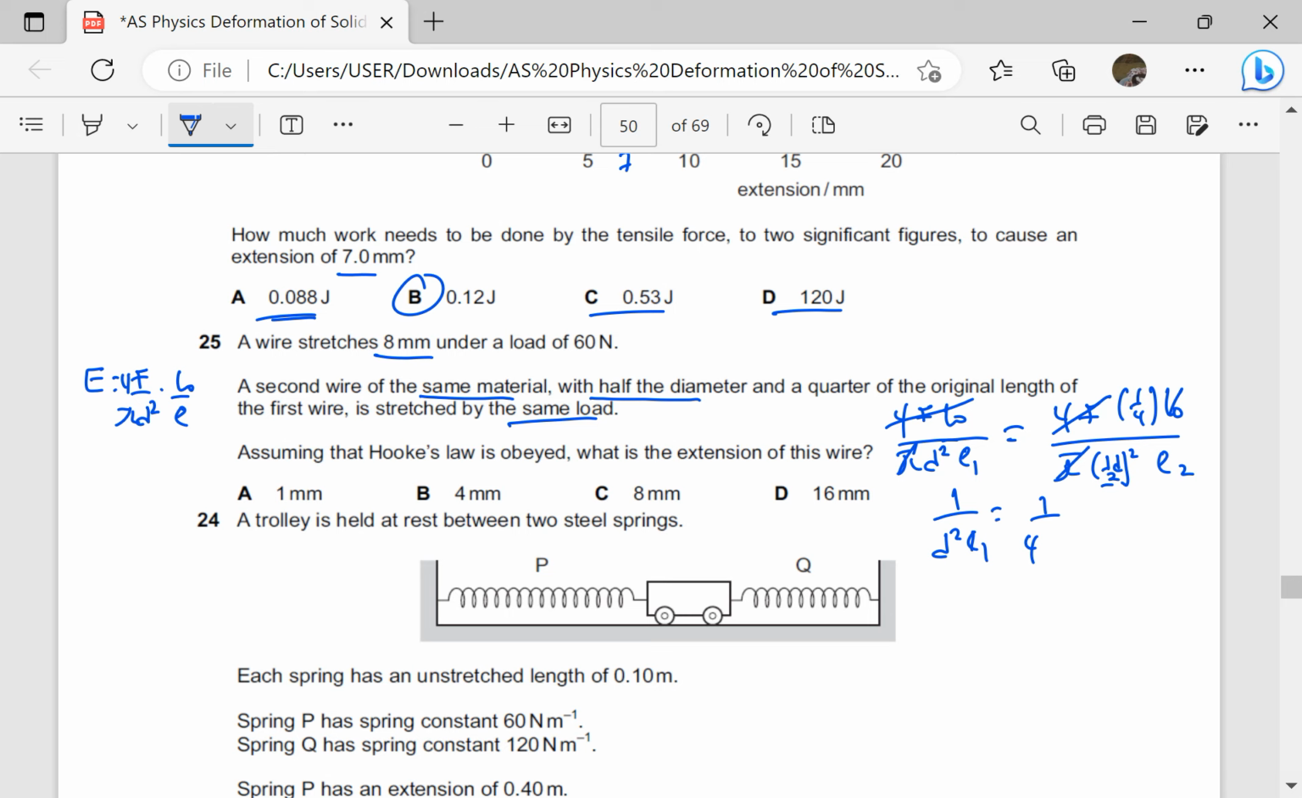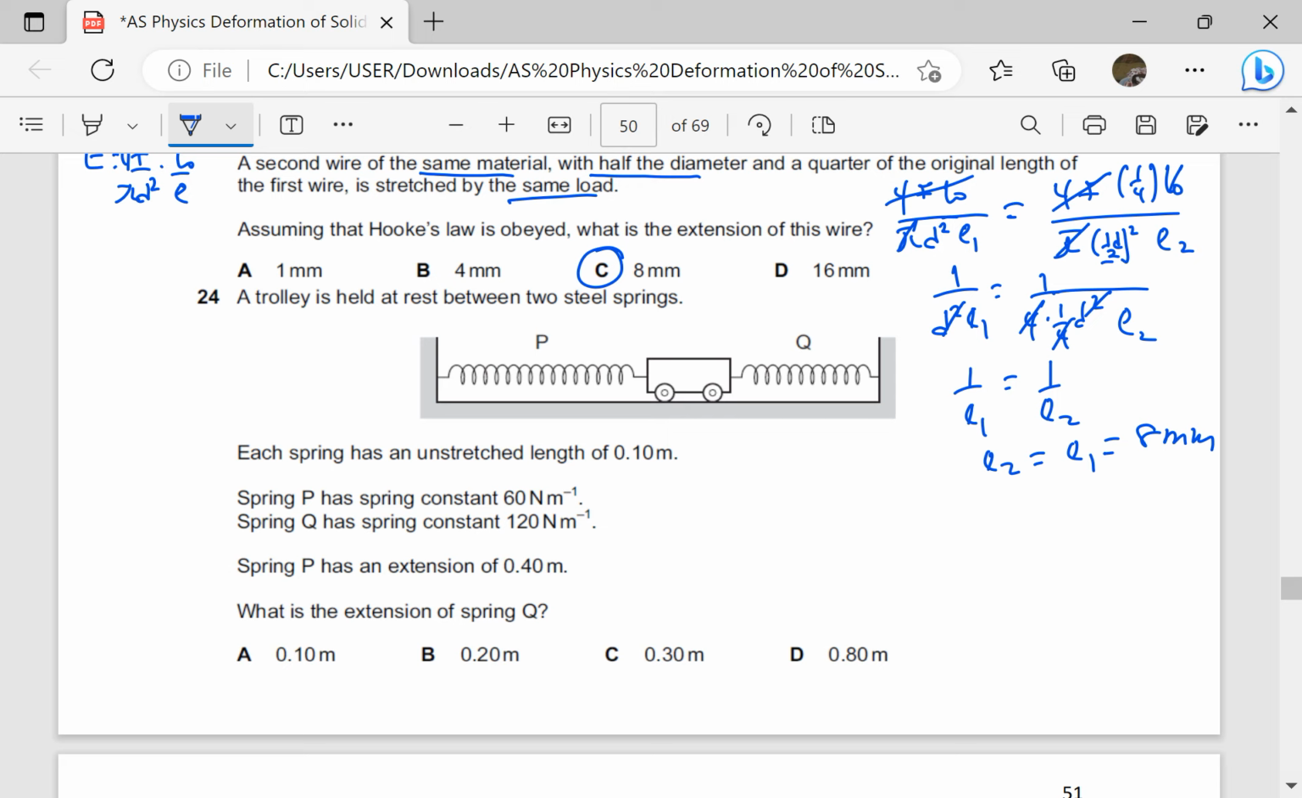So the 4 here has gone up. Okay, maybe times a quarter d squared, then times E2. So this 4 has cancelled, d squared has cancelled. So you notice that 1 over E1 is the same as 1 over E2, which means that E2 and E1 are the same, which is going to be 80 millimeters. So our answer is going to be C.